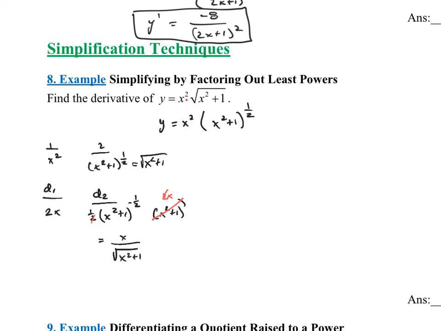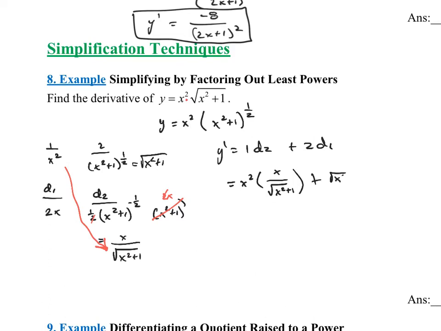So when I look at this, when I find y prime, I know it's 1d2 plus 2d1. The first times the derivative of the second plus the second times the derivative of the first. So let's do our math out here. We have the first times the derivative of the second. So that would be x squared times the derivative of the second, which is x over the square root of x squared plus 1. Plus the second being the square root of x squared plus 1, times the derivative of the first. The derivative of the first was the 2x. This is the one that I just did right there. And we know that it's plus in between them.